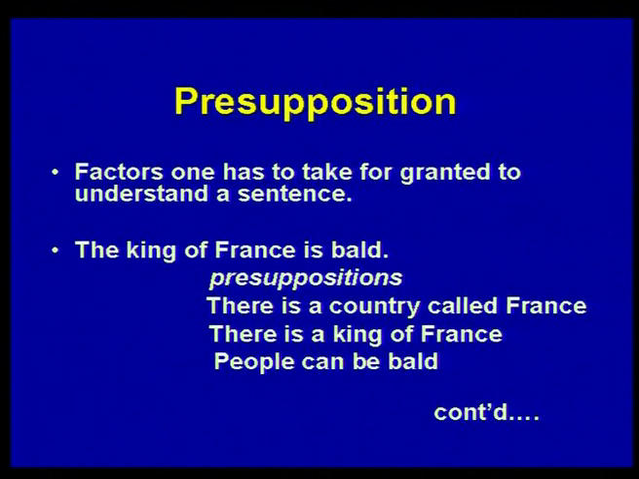Now, when we think in terms of sentence structure, this concept of inclusion becomes very important. It includes the concept which is known as presupposition. Take for example a sentence like, "The King of France is bald." It presupposes various things: there is a country called France, there is a king of the country called France, and people can be bald. The sentence will be meaningful only when we take all these three concepts for granted.